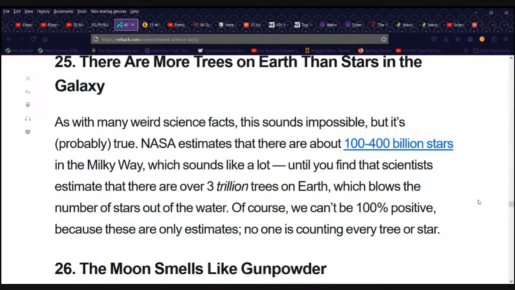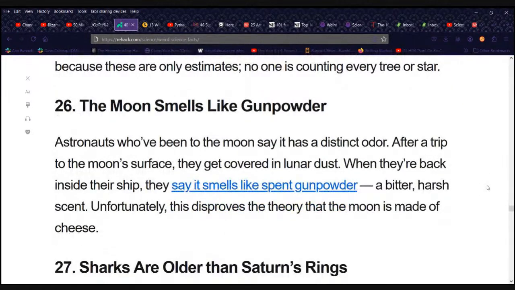But if there's an estimated 3 trillion trees on Earth, yeah, that's a lot more than the stars in the galaxy. Mm-hmm. The moon smells like gunpowder. Yep. I've actually read some books about what space smells like, what the moon smells like, because I guess when they came back into the lunar module, they had the dust all over them. Yeah, so they could kind of smell it. I've heard burnt steak as one of the descriptions, yep. But apparently they're saying gunpowder for this one.